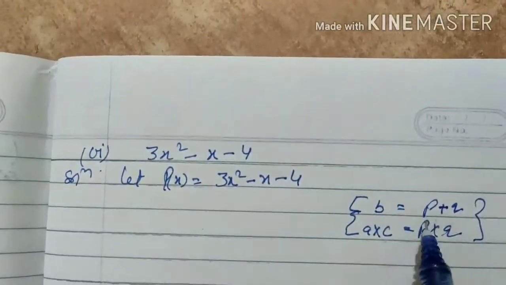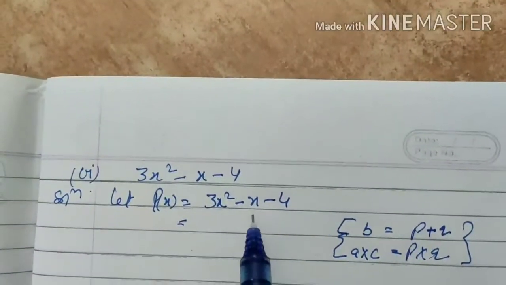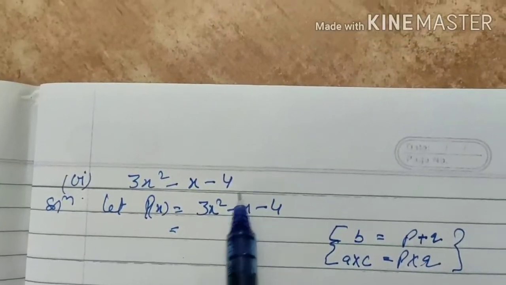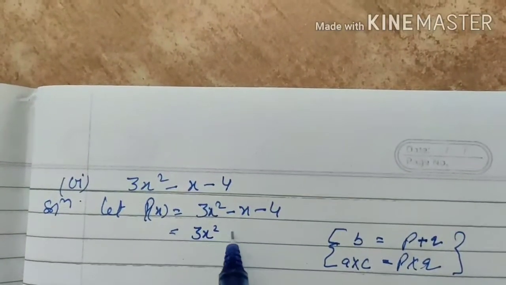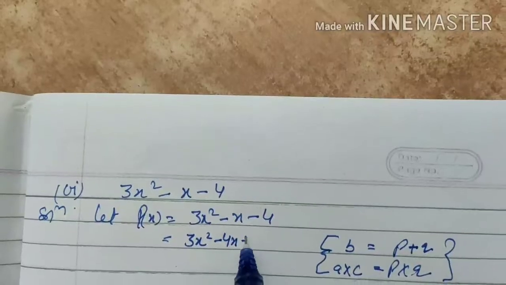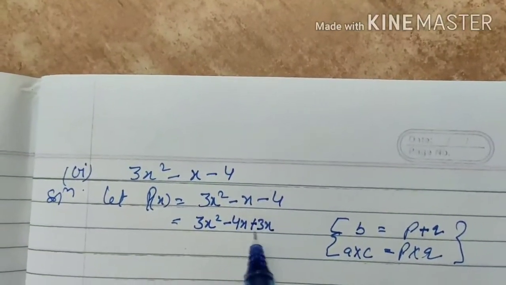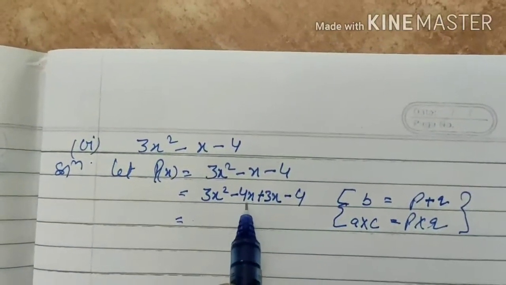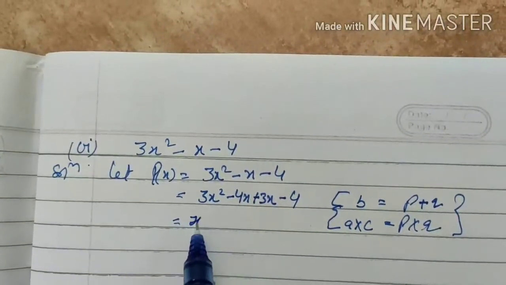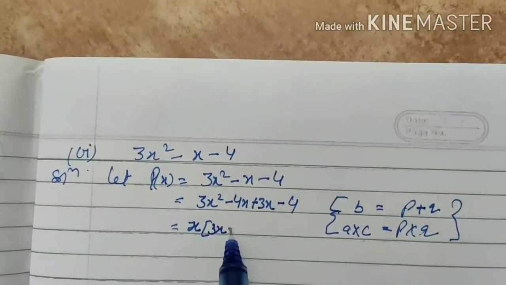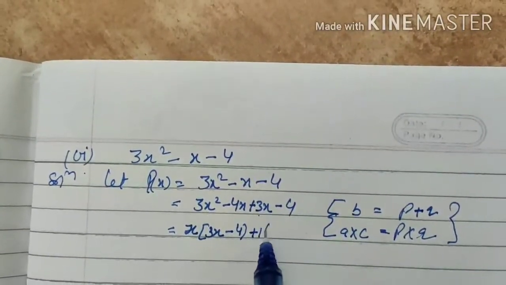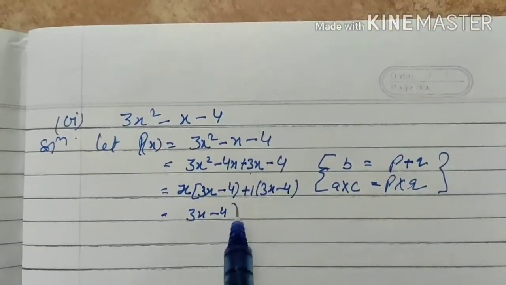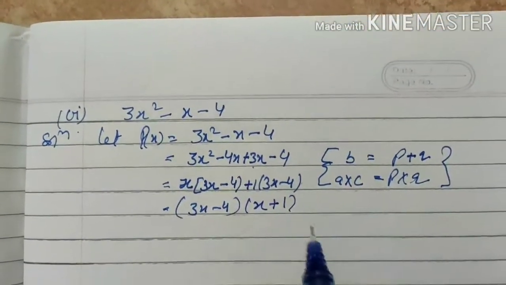So we need to find two such numbers. Here b is minus 1, so we need two numbers such that their sum becomes minus 1 and their product becomes minus 12. So we have two such numbers as minus 4 and plus 3. This becomes minus 4x plus 3x and minus 4. Take x as common from the first two terms, so x as common factor, this will be 3x minus 4, and here we can take 1 as common, so 3x minus 4. Now take 3x minus 4 as common, and this will remain x plus 1.